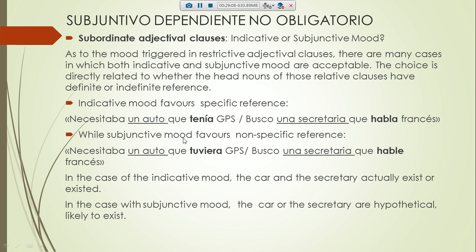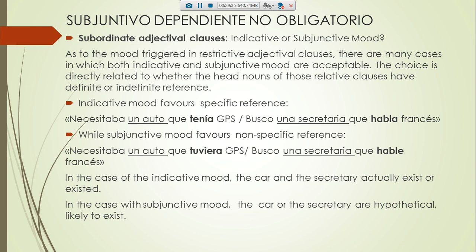Busco una secretaria que habla francés. Same case. Una secretaria has indefinite reference, but it's specific, because what we mean, because of the use of the indicative mood, is that this secretary exists. I actually know there is a secretary that can speak French. Busco una secretaria que habla francés.